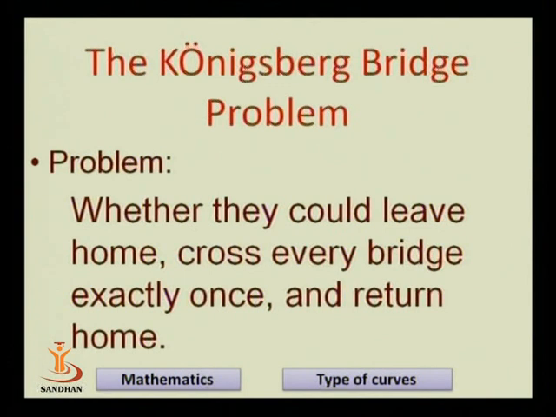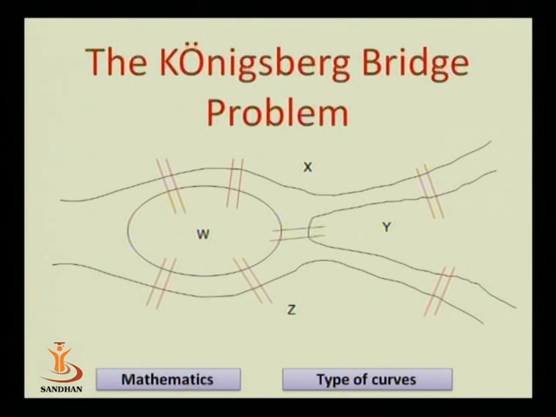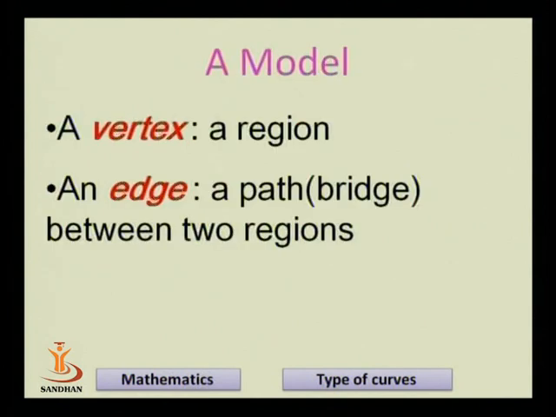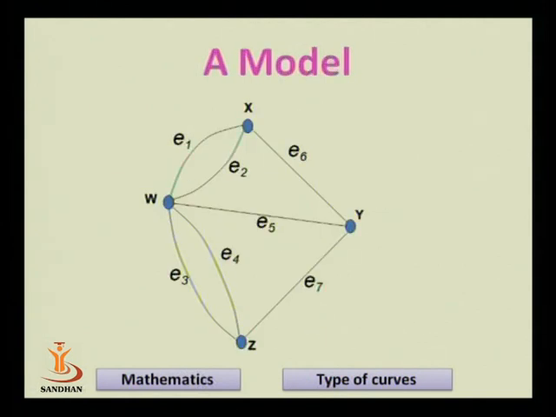Now, what is the solution of this problem? After a long time, a solution exists, and what type of solution exists? This type of walk is not possible, because now this problem is put in mathematical model form. A vertex is a region and an edge is a path or bridge between two regions, and this problem is put in this network diagram.